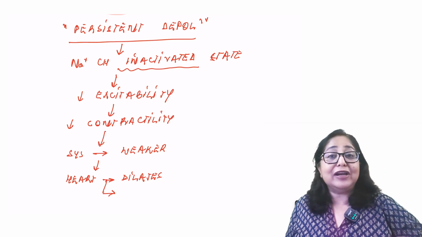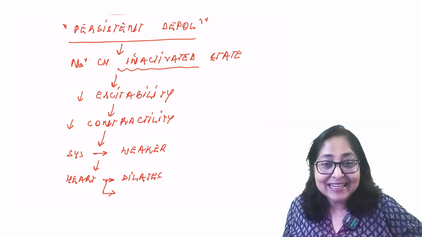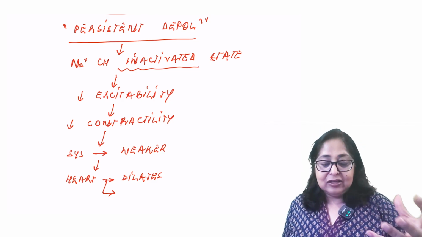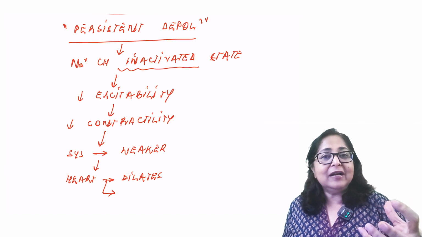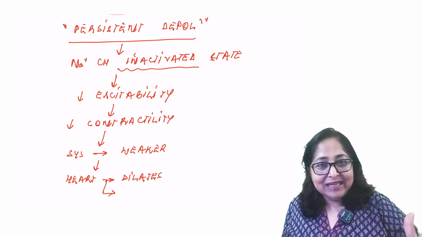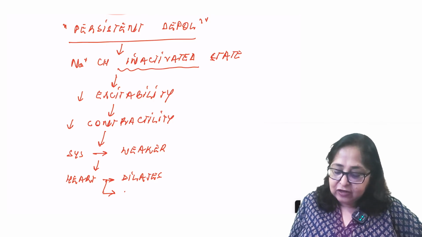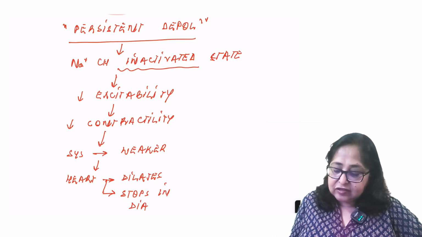One of the differential diagnoses of a dilated heart is severe hyperkalemia. Systoles will tend to become weaker and weaker. The heart tends to dilate. And this heart eventually stops in diastole.